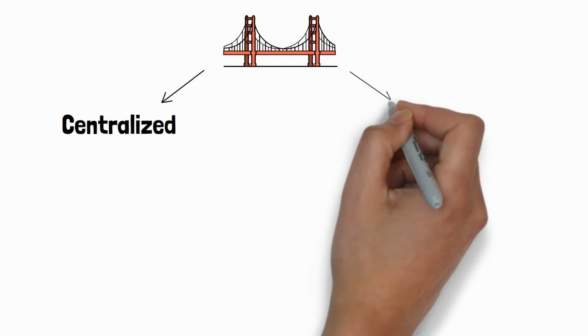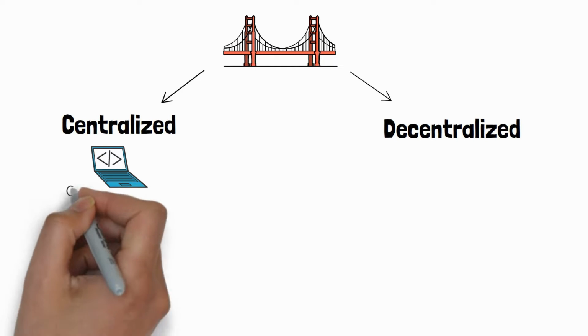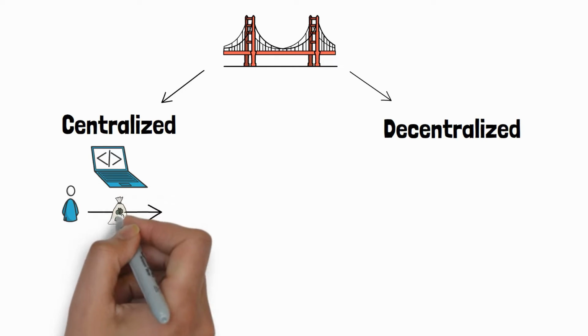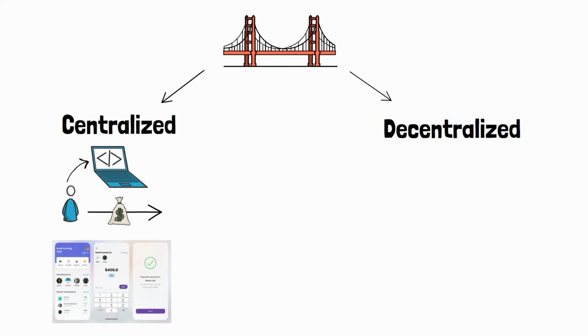There are two categories of bridges, centralized or decentralized. Centralized bridges depend on a centralized entity. Users need to give up control of their crypto, which means users need to trust the centralized entity. But these bridges offer a better user experience. It's cheaper, faster, and more reliable.